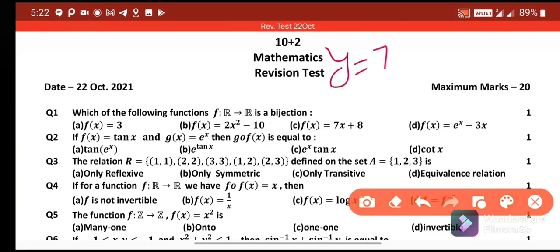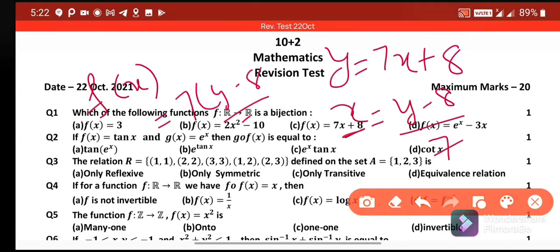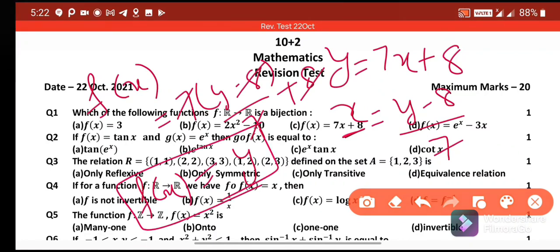let y is equal to 7x plus 8, and x is equal to (y minus 8) by 7. Now f(x), that is 7 times (y minus 8) by 7 plus 8, the 7s cancel, the 8s cancel. So f(x) is equal to y, so it is an onto function.